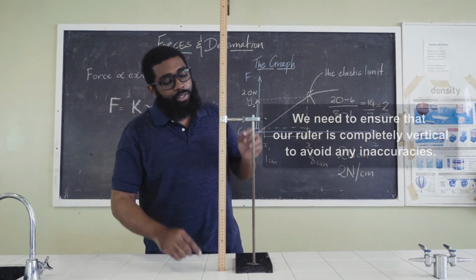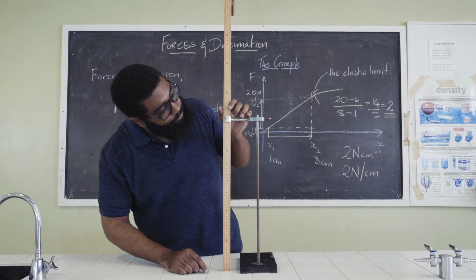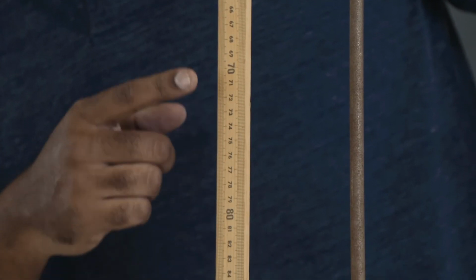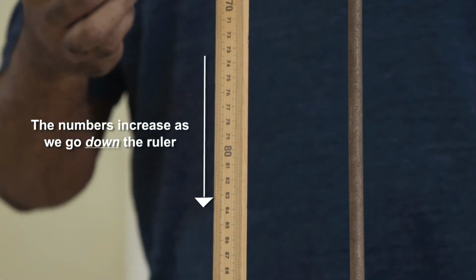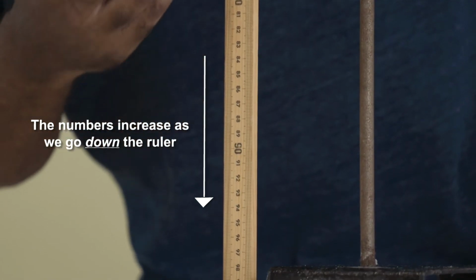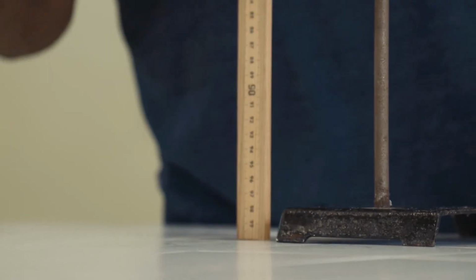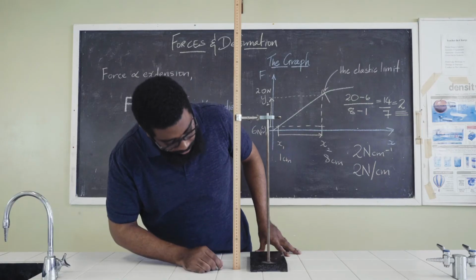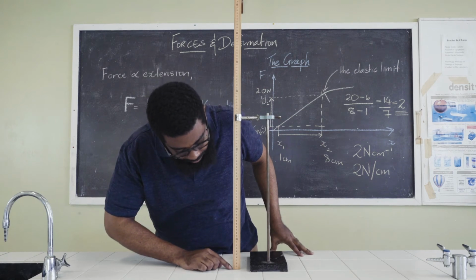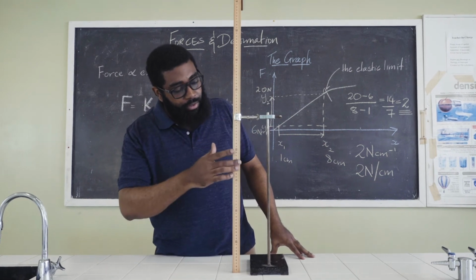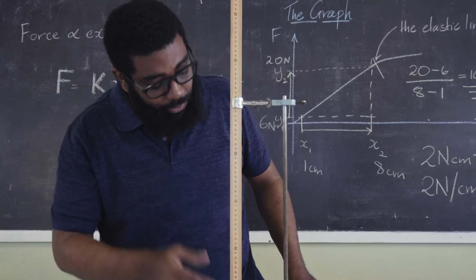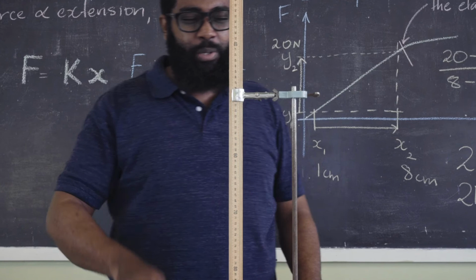Now, one of the things you also have to be sure of is that you observe the direction in which the numbers are either increasing or decreasing along the ruler. Because if you have the numbers in the wrong order, you might actually be a bit confused with the change in length of the spring. So I have 0 at the top and 100 cm at the bottom, so that as the spring gets stretched, the numbers seen would increase. Just a small point to note.